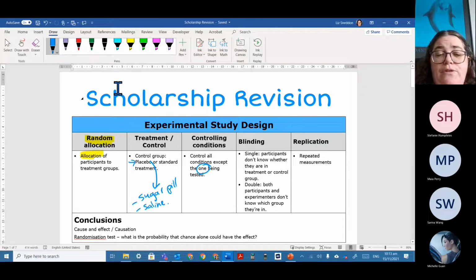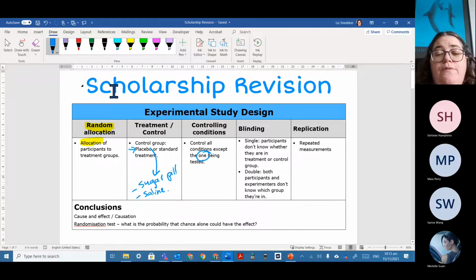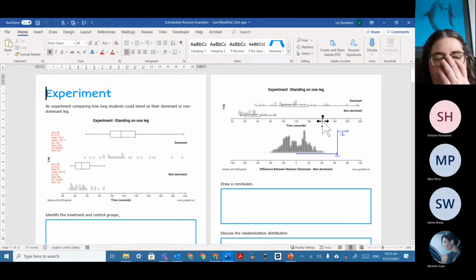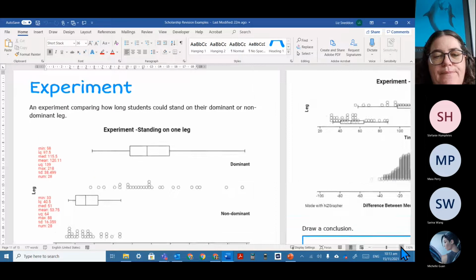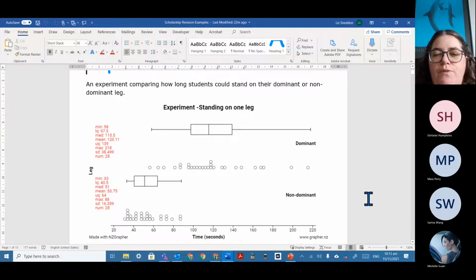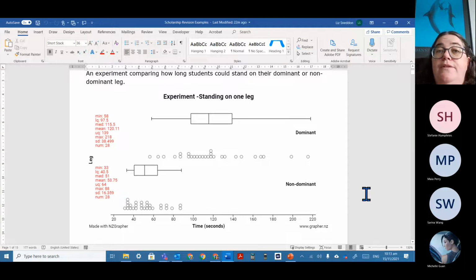So when we look at the results that we get, we talk about cause and effect, or causation. Doing this causes this to happen; this is the effect that it has. In particular, we look at the randomization test to compare with chance alone. So I'm just going to flick across to the other document. What I've got here are a couple of experiments that were done, and we'll have a look through what the results look like, how we would interpret and analyze those, and what conclusions we draw using some of those ideas.